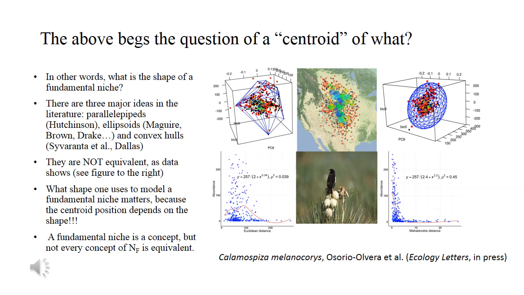First, Hutchinson thought that niches were parallelepipeds, rectangular shapes in multiple dimensions. Then Maguire, 20 years afterwards, thought, well, maybe they are ellipsoids because they have some covariance. And that has also been the idea that many people use: Jim Brown, Drake, ourselves, Dawn Peterson, myself. We don't think they are ellipsoids, but we act as if they were ellipsoids. And finally, another group of people have used convex hulls.